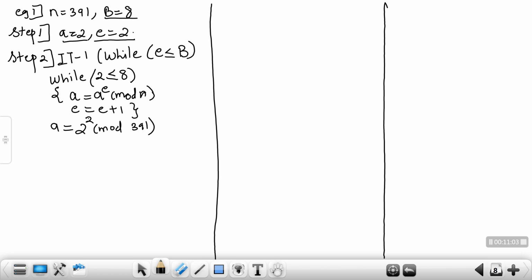What is 2 raised to 2? 2 raised to 2 is 4. 4 mod of 391 will be what? Every smaller number mod of a greater number will always remain as the smaller number. So the answer will be equal to 4. So now the new value of A is nothing but 4.